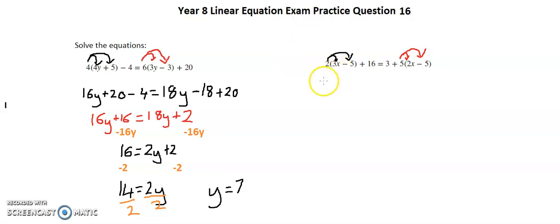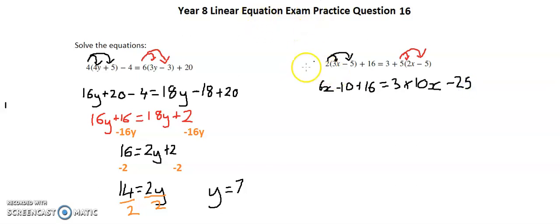So 2 times 3x is 6x. 2 times negative 5 is negative 10. Plus 16. Well, I know it's equal to 3, and then I've got 5 times 2x is 10x. So plus 10x. And 5 times negative 5 is negative 25.